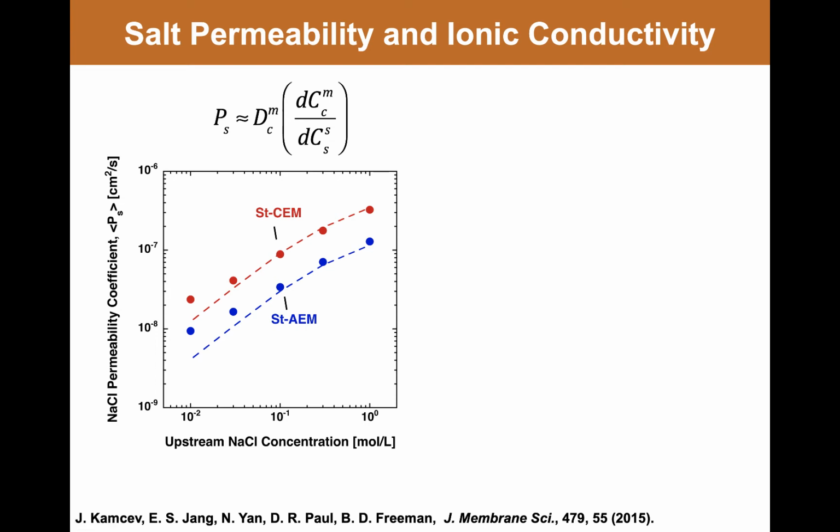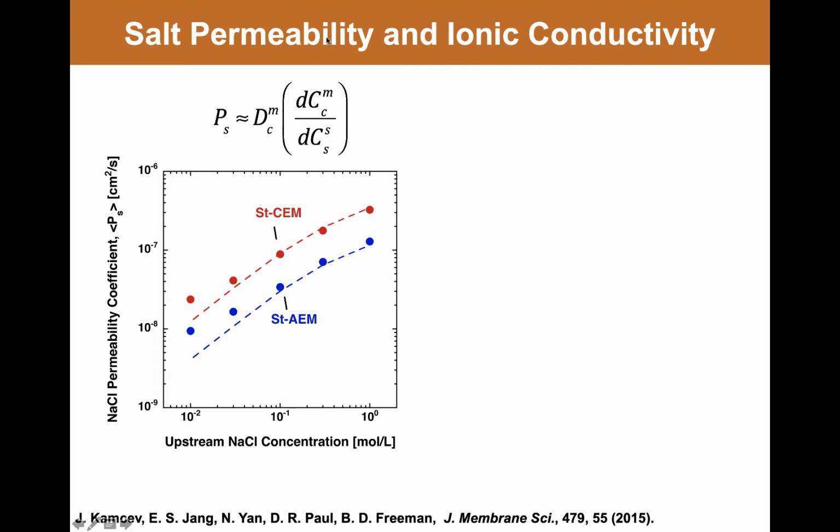And so to a first approximation, we can write the salt permeability as the coion diffusion coefficient times essentially the coion partition coefficient in the membrane. Because if the coions partition into and transport through the membrane, you can bet that a counterion is going to come with them. That's because there's just a great abundance of counterions.